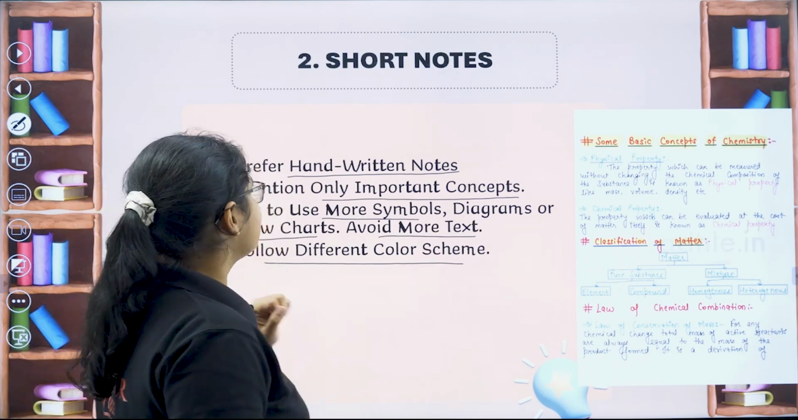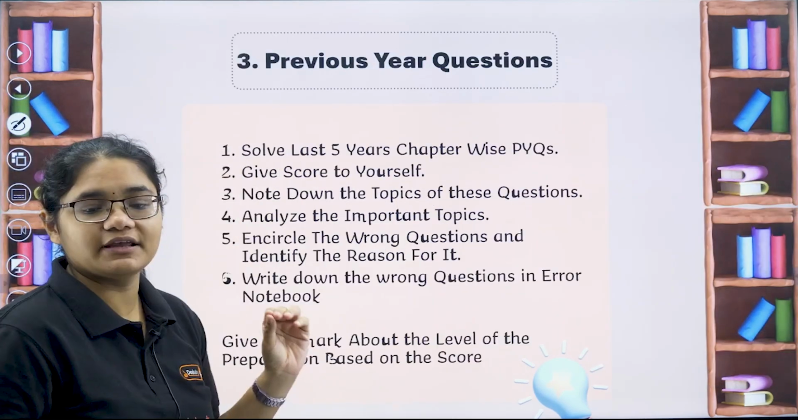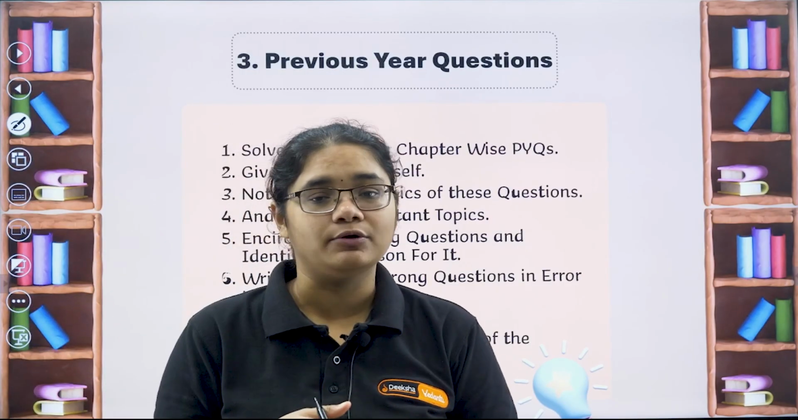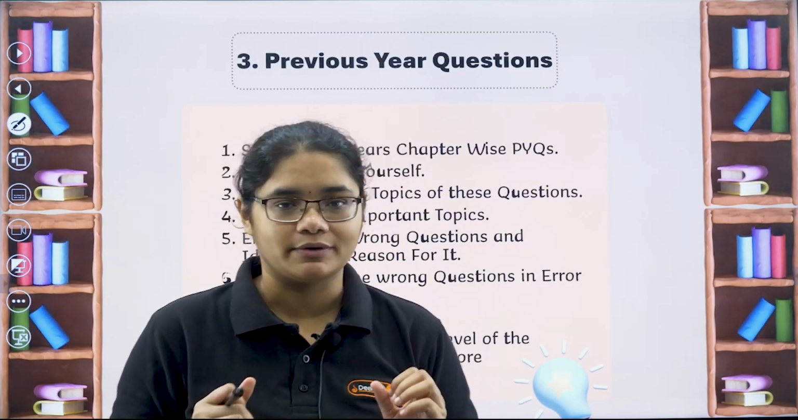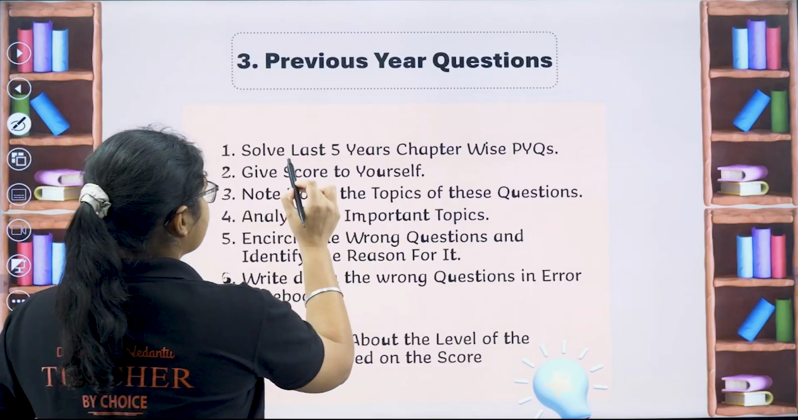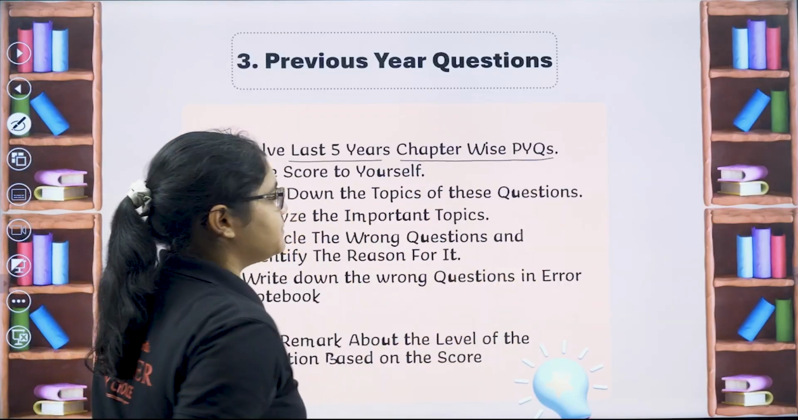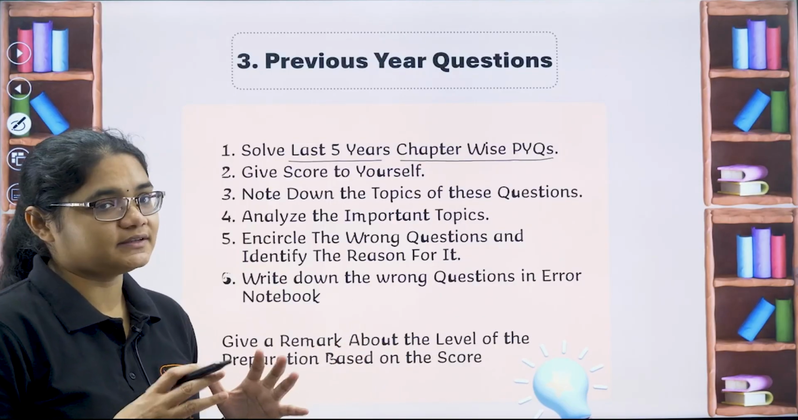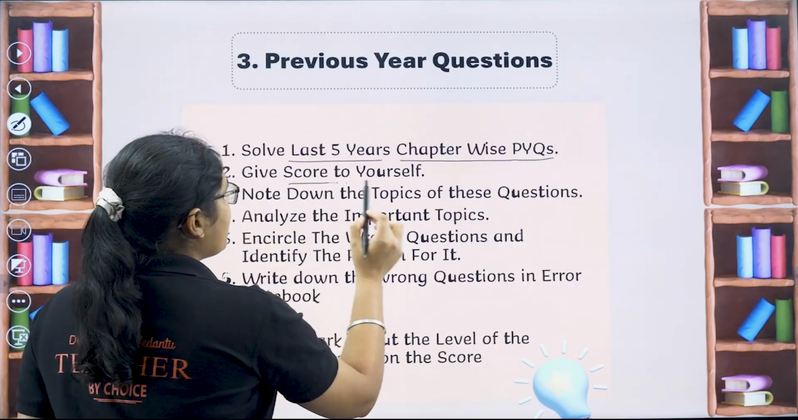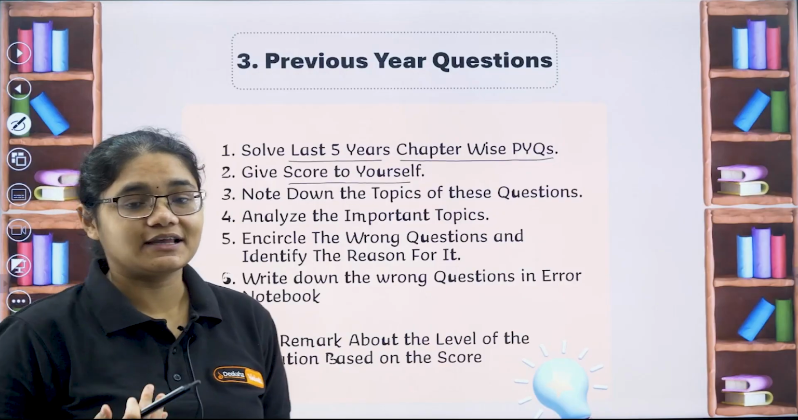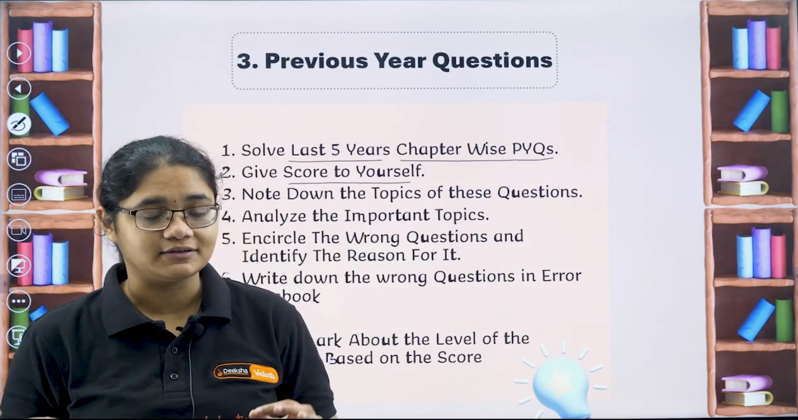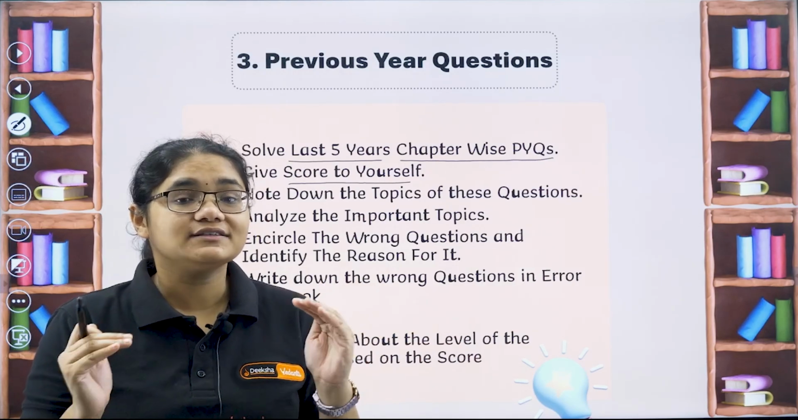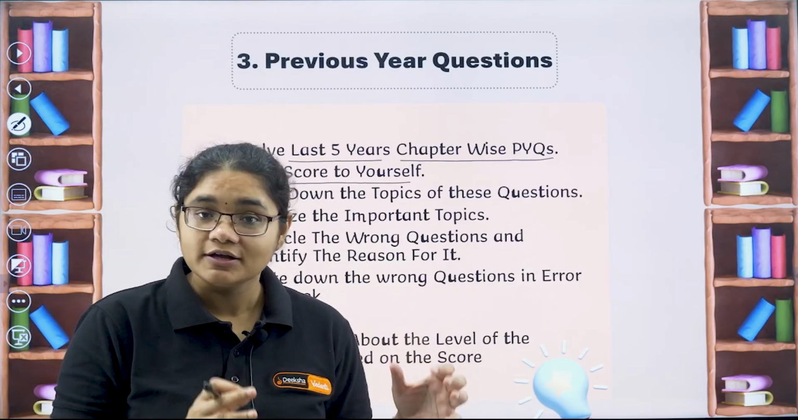Okay, now let's move to the next thing, that is previous year questions. So first you have read the chapter, then you have made notes. The third step is solving previous year questions. How are you going to solve? Solve at least the last 5 years of chapter-wise PYQs. When one chapter is completed, do its previous year questions. Next, give a score to yourself. You know how the marking scheme is for KCET: +1 for every correct answer, 0 for every wrong answer. So just give yourself marks so that you understand your level of preparation in that particular chapter.